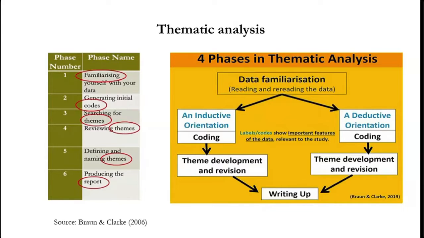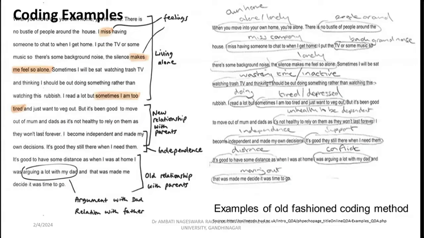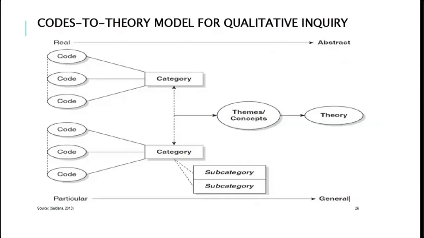bringing different perspectives, the next one is generating initial codes. Once you generate initial codes, you start looking for categories. Then you start looking for themes. Then the theory you're going to develop. Okay. Now just look at our data set right now.